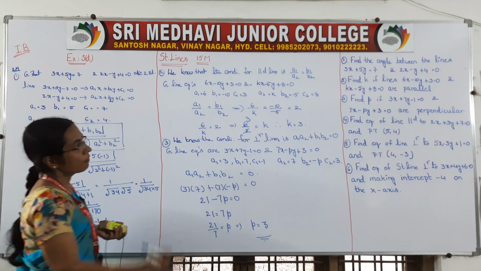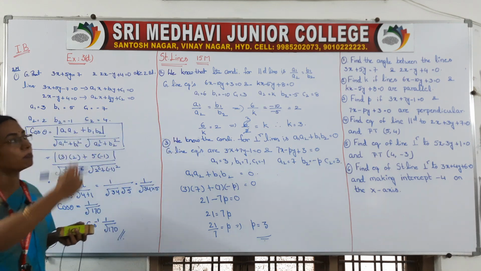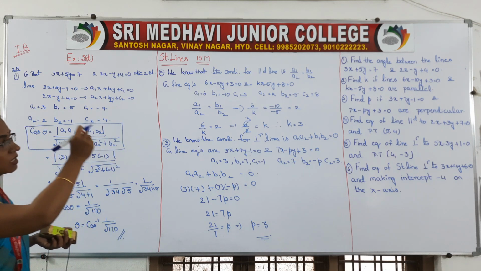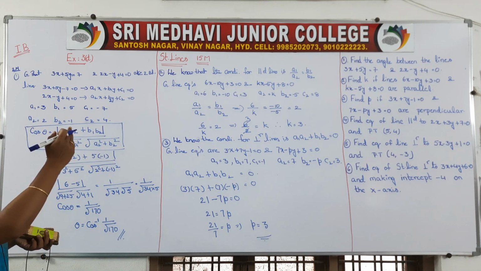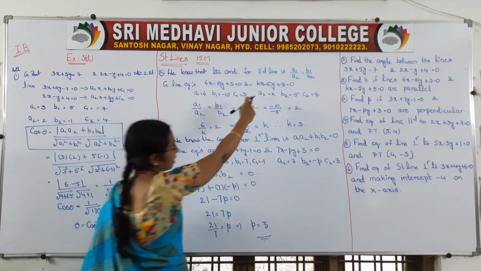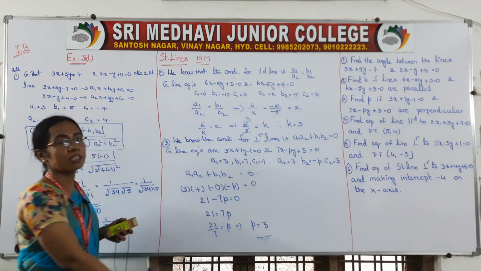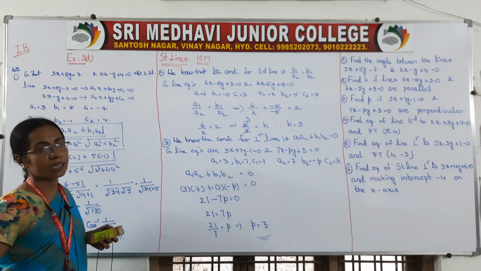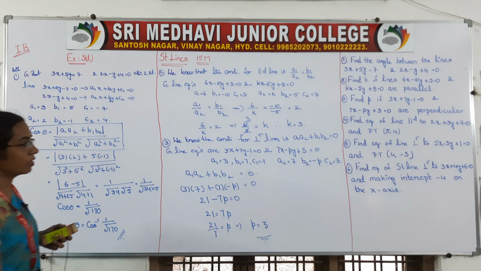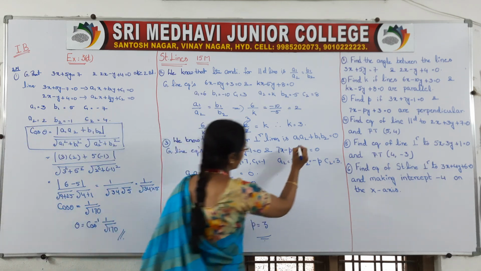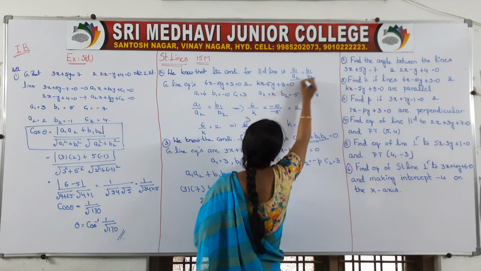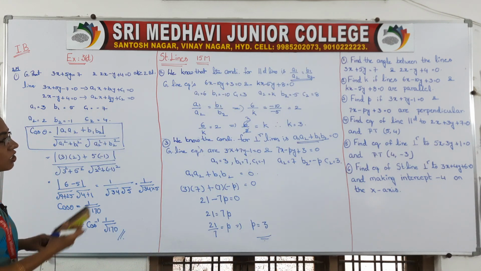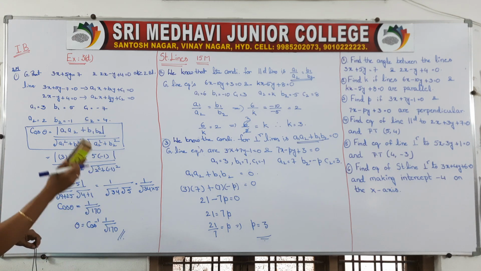So very simple. Whenever parallel, the condition is a1 by a2 is equal to b1 by b2. Compare the first line with a1x plus b1y plus c1 and find out a1, b1, c1. The second line, we have to compare with a2x plus b2y plus c2 and find out and substitute in the condition. You will get your required k value. Condition for perpendicularity is this one, and condition for parallel is that one. Just take the condition, you will get your required value.